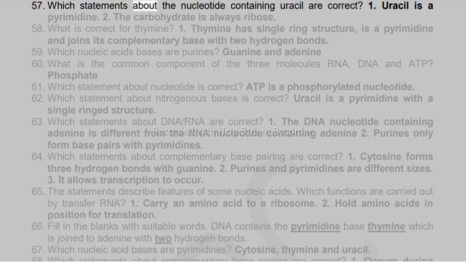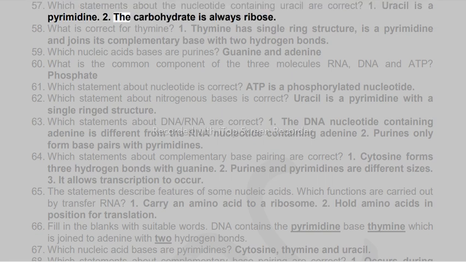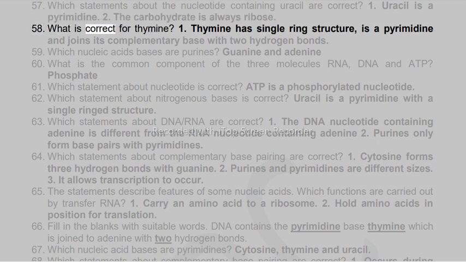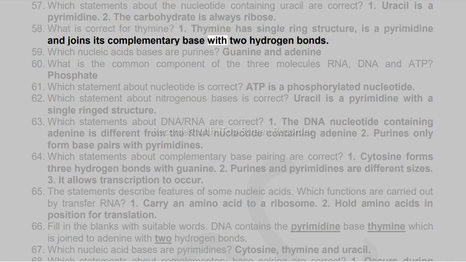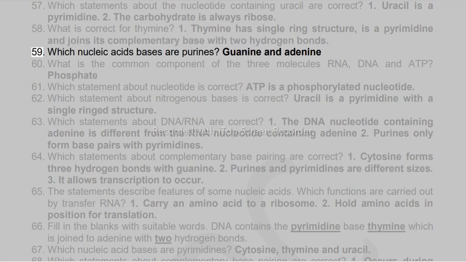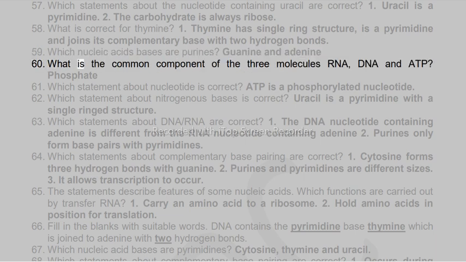57. Which statements about the nucleotide containing uracil are correct? 1. Uracil is a pyrimidine. 2. The carbohydrate is always ribose. 58. What is correct for thymine? 1. Thymine has single ring structure, is a pyrimidine and joins its complementary base with two hydrogen bonds. 59. Which nucleic acid bases are purines? Guanine and adenine. 60. What is the common component of the three molecules RNA, DNA, and ATP?